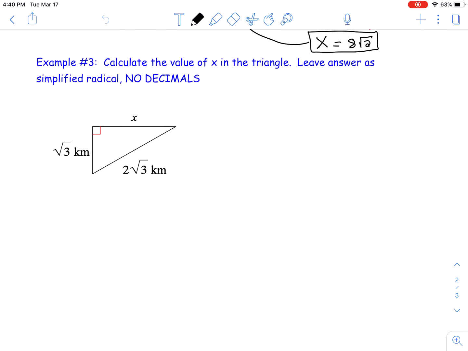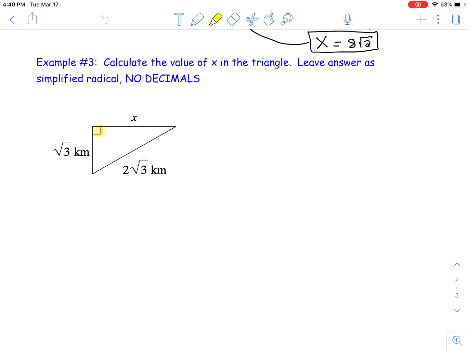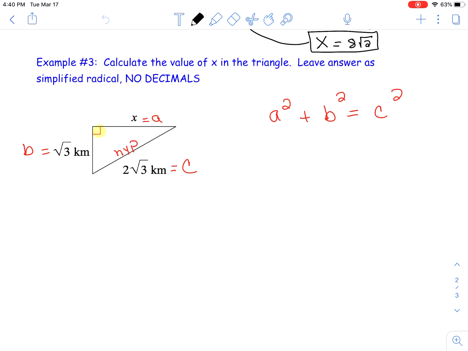My last one here, now the only thing different here is that we have radicals as part of the lengths of our side, but we'll do the same thing. We'll look for the hypotenuse. I always like to decide where the hypotenuse is. Here's my right angle, so my hypotenuse is opposite of that. So that is my C value. I can call this X A and radical 3 B. Those are my legs. X squared plus, or A squared plus B squared equals C squared. Go ahead and plug in. I'm going to get X squared plus radical 3 squared equals 2 radical 3 squared.